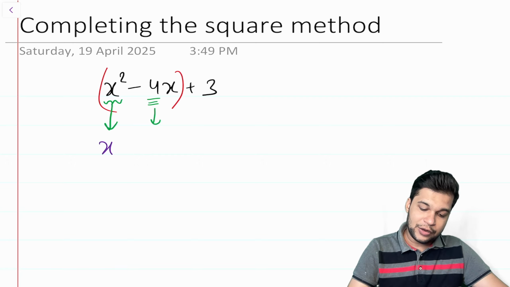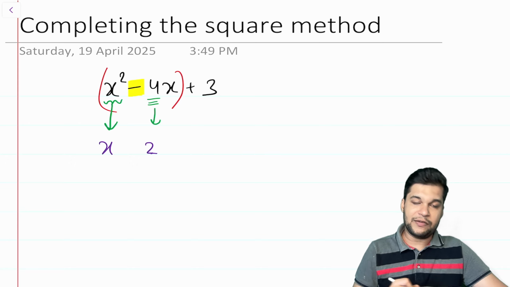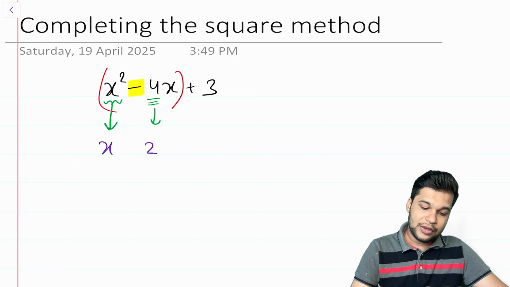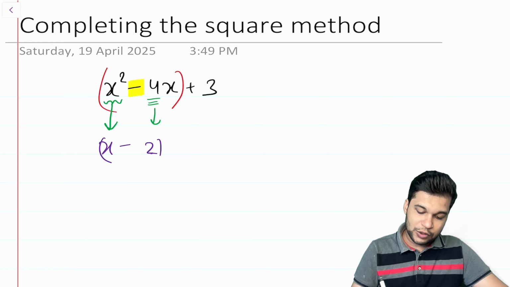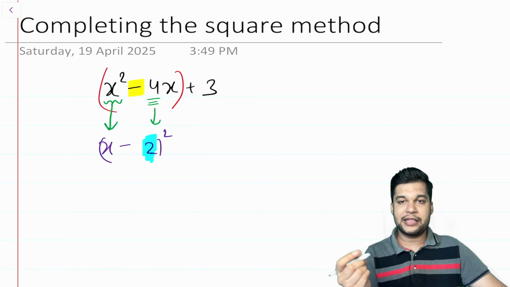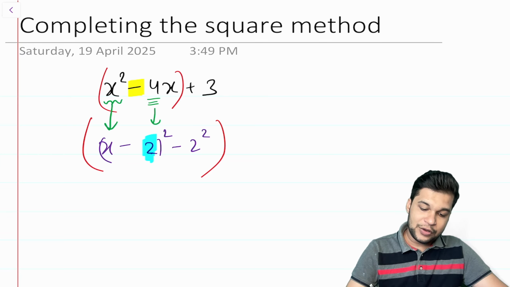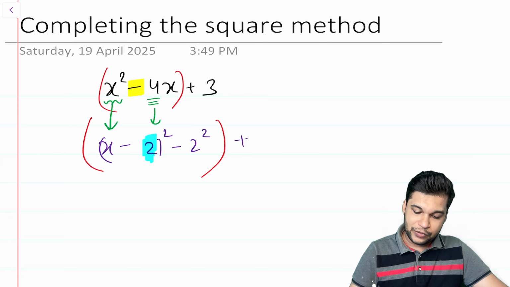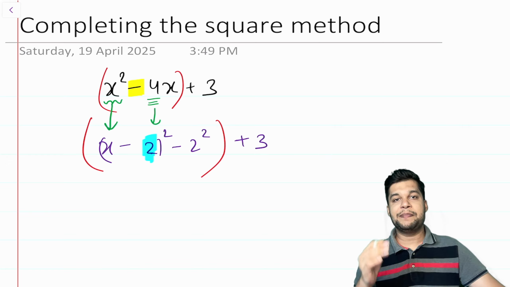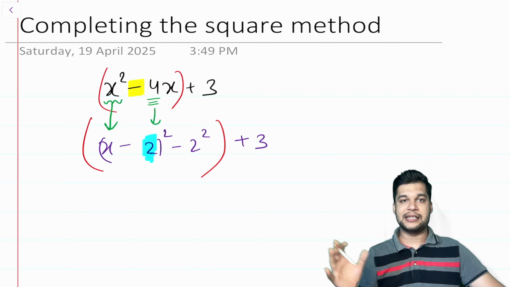Okay, I'll write it using another ink. Now tell me what is the sign between. The sign between is negative. So this becomes x minus 2 whole square, and you always subtract the square of this number, the one that I've highlighted. So minus 2 square. Okay, my red brackets are now complete, and you write plus 3, which was written earlier in the above expression also, as it is.